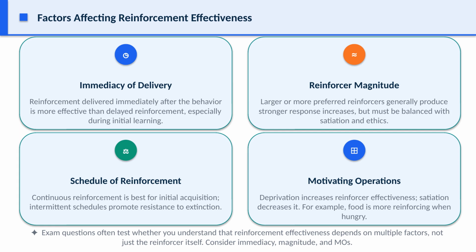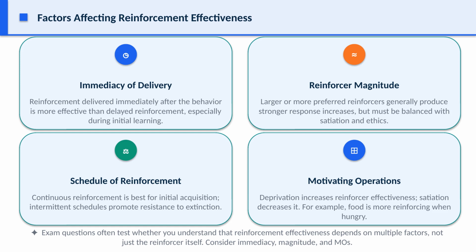Larger or more preferred reinforcers generally produce stronger response increases, but you must balance this with satiation and ethical considerations, such as avoiding deprivation. The schedule of reinforcement shapes behavior differently. Continuous reinforcement is ideal for establishing a new response, while intermittent schedules build resistance to extinction, a key distinction from maintenance programming. Finally, motivating operations alter the current value of a reinforcer.